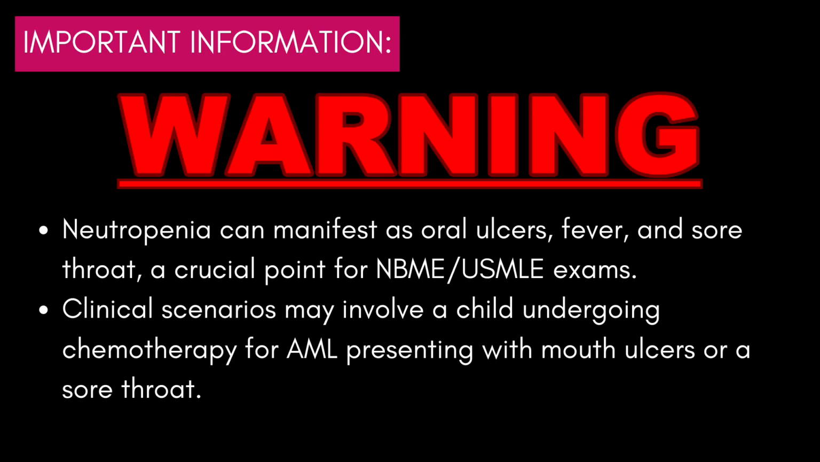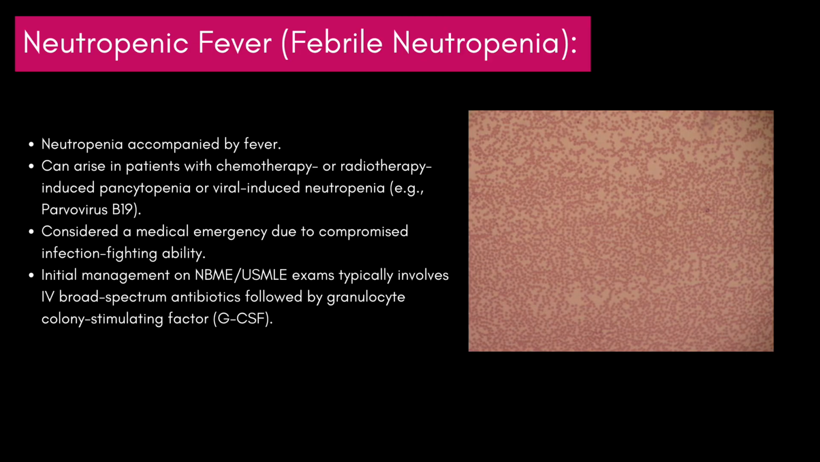Let's start off by talking about some important information in regards to neutropenia conditions. Neutropenia can manifest as oral ulcers, fever, and sore throat, a crucial point for NBME or USMLE exams. Clinical scenarios may involve a child undergoing chemotherapy for acute myeloid leukemia, also known as AML, presenting with mouth ulcers or a sore throat. Let's now take a look at neutropenic fever, also known as febrile neutropenia.